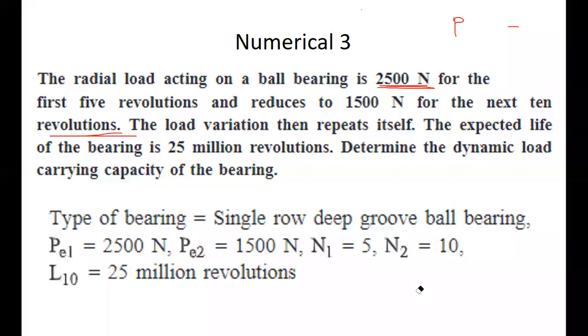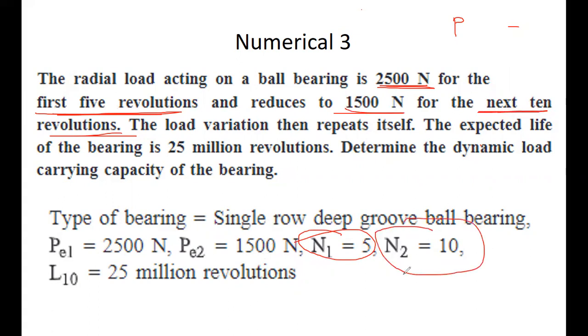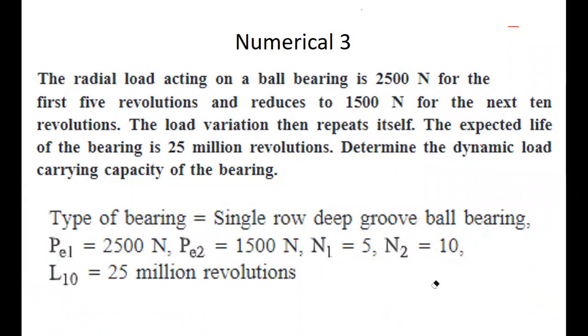You can see here that the radial load acting on the ball bearing is for the first 5 revolutions. So N1 is 5. And then the next load is reduced for the next 10 revolutions. So N2 is 10. 25 million revolutions. So life in million revolutions is given to us. What do we have to do? We have to calculate the dynamic load carrying capacity C.